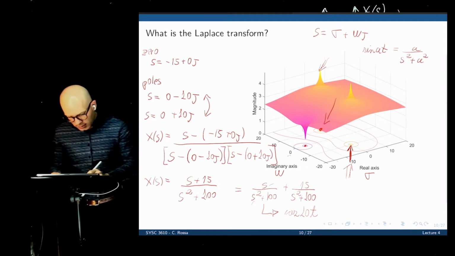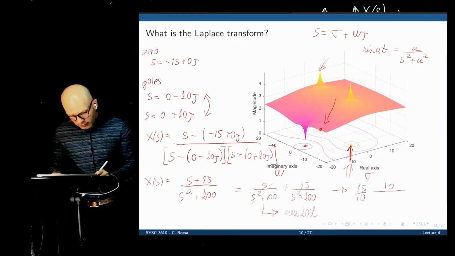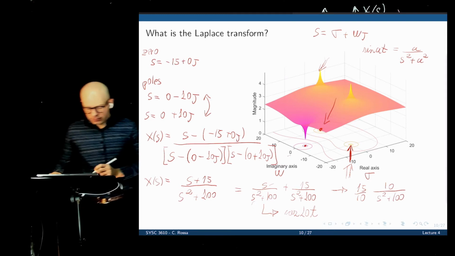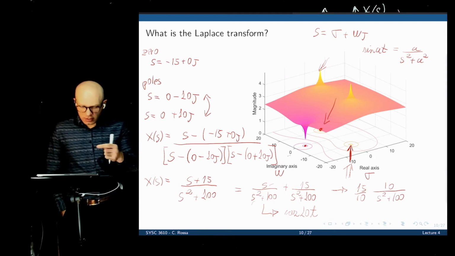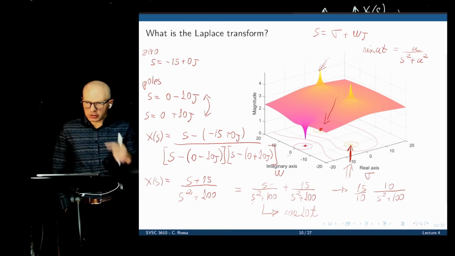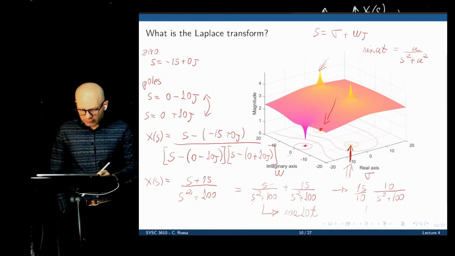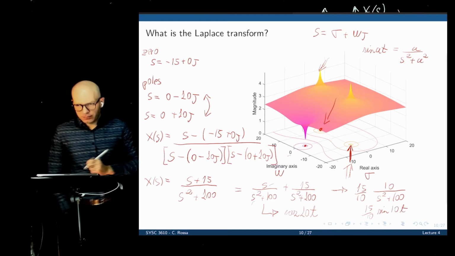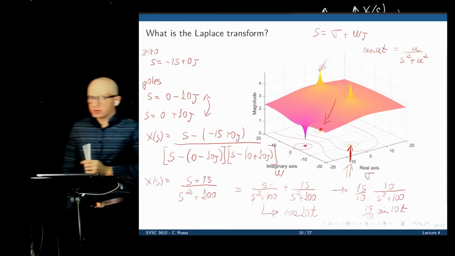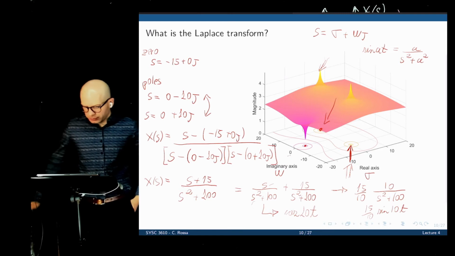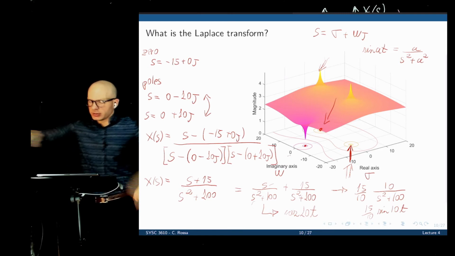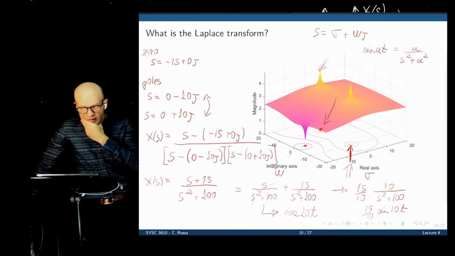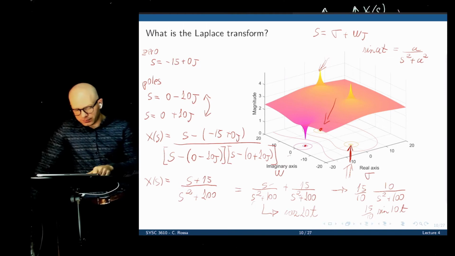We can rewrite this as 15 divided by 10 times 10 divided by s squared plus 100. So now we have a is 10, a squared is 100, so everything matches. This is 15 over 10 sine of 10t. Right, so this is the signal in question. We'll do more of these, a lot more of these examples.